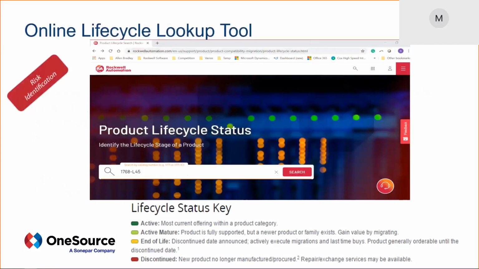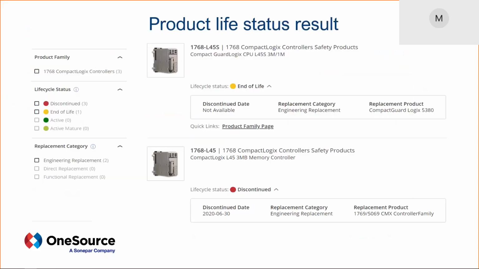So first, how do you identify your legacy equipment? Rockwell has an online lifecycle lookup tool. When you go to Rockwell Automation, under Support and then Knowledge Base, if you scroll down, you'll come up to this product lifecycle status. Here you can enter the catalog number of the equipment you want to check, and it will give you a result on what the current lifecycle status is. So next slide.